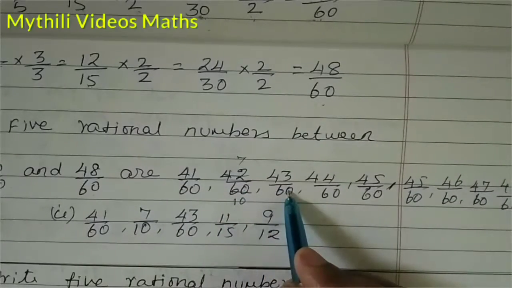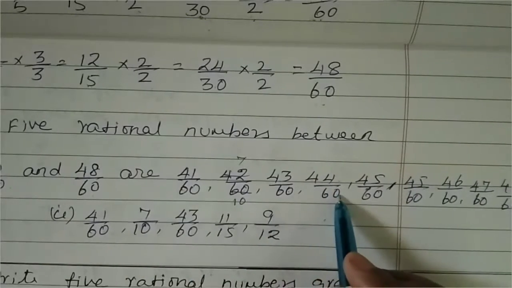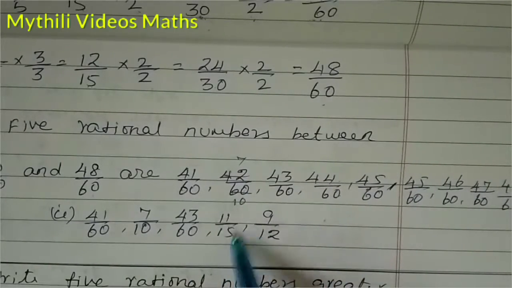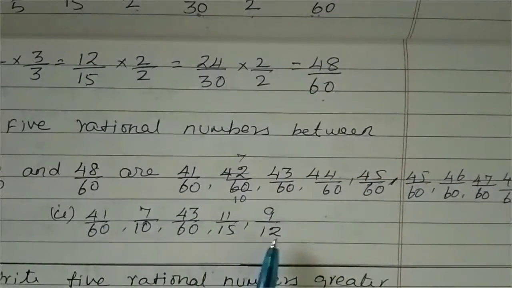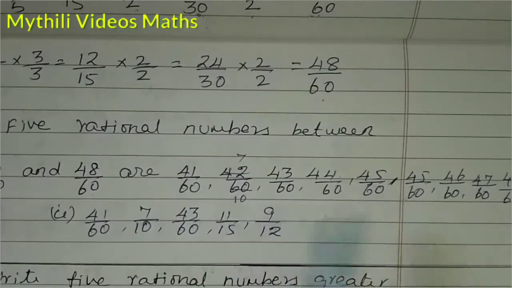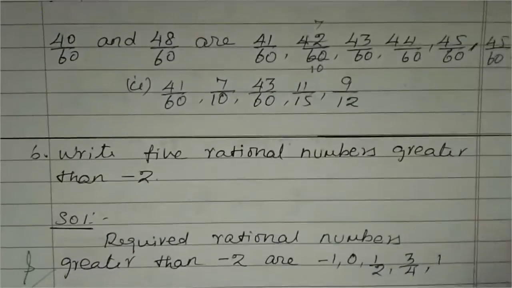That one we can't simplify, so just write as it is. After that, here 44 by 60. We have to simplify that. And the next value also we can simplify. If you want, you can simplify it and write, or else directly we can write this answer as it is. Okay. And then see the next question.